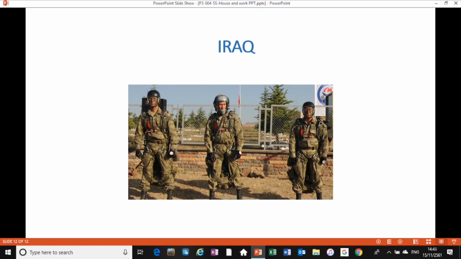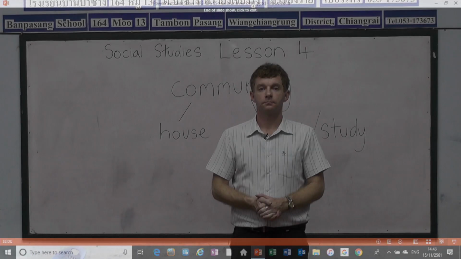And this one, the soldiers. Can you say that country name? Iraq. Yes, this is Iraq. Commando, it could be. They look like soldiers. They could be Air Force or Commando, but they are definitely types of soldiers, because in Iraq they have war. So many soldiers go to fight in Iraq. Okay? So that's the end of the slide.